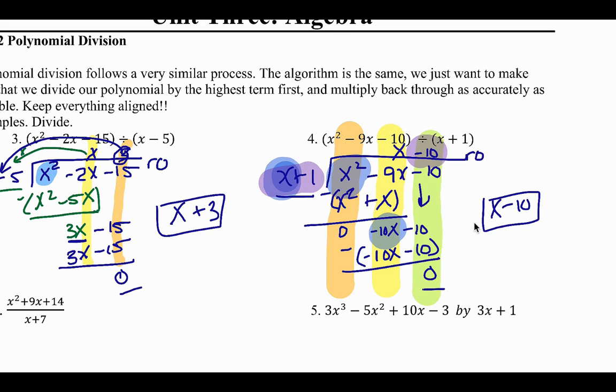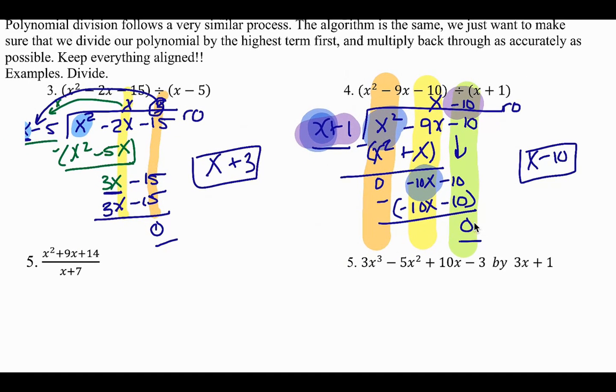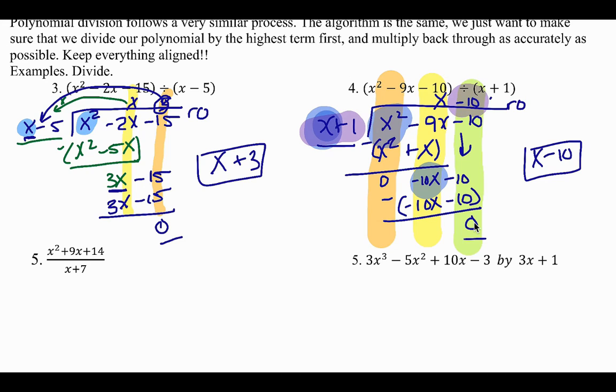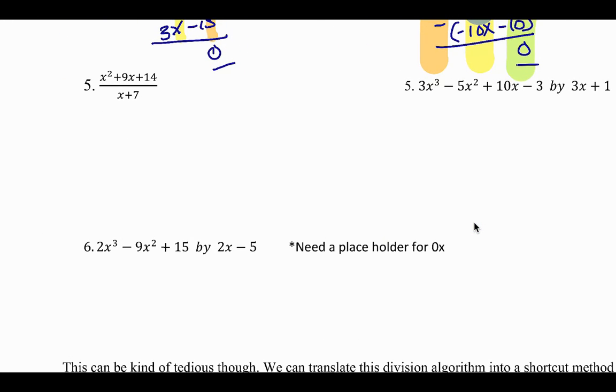All right, let's see that process all together. And this is also going to be our last example where we have a 0 remainder. And all that means is that x plus 1 and x is a factor of x squared minus 9x minus 10. And that means that x minus 5 is a factor of this one. So this one looks a little different.